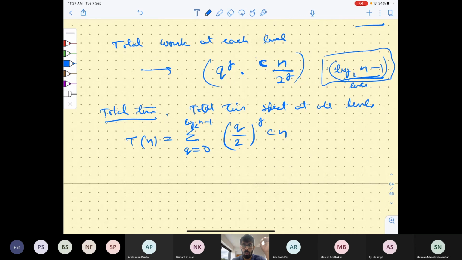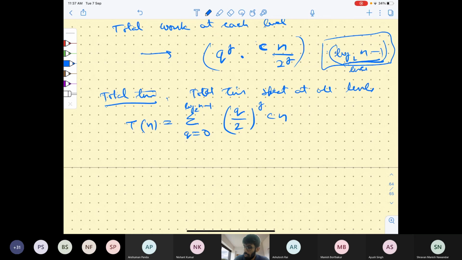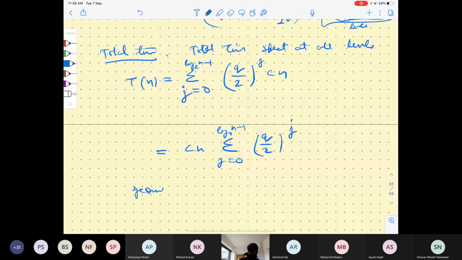Just stop me if you don't understand any of the steps. Okay, so now we take the cn out. Excuse me, sir, the summation should be over j, right? Yeah, q is fixed. Thank you. Good. So now we take the cn out. j is equal to 0 to log base 2 of n minus 1. q is whatever is greater than 2, a constant, and that is fixed. And now you have q over 2 to the j. Now this is a geometric sum, and q over 2 is greater than 1.